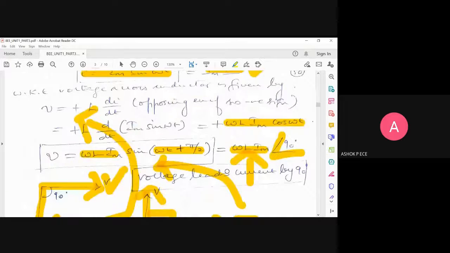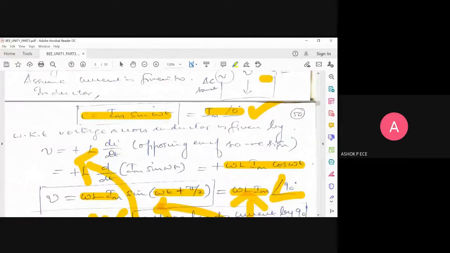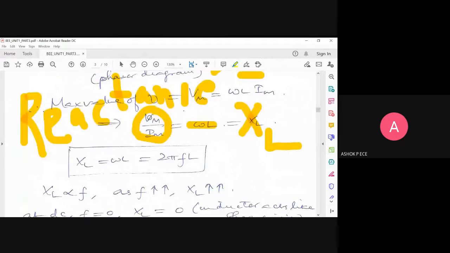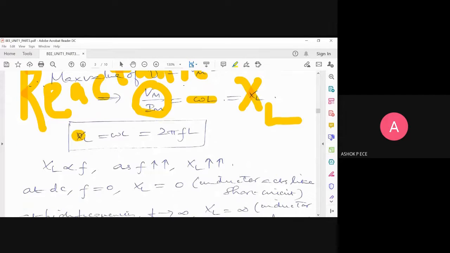So when you apply an AC current to an inductor, it develops an AC voltage, and that AC voltage is going to lead the current by 90 degrees. Take the maximum value of the AC voltage, find the ratio V by I, and you get the reactance of the inductor. So XL equals omega L, and you know omega equals 2 pi F, so it is 2 pi F into L. I can clearly see here XL is directly proportional to F. So as you increase the frequency, the inductive reactance is going to increase.